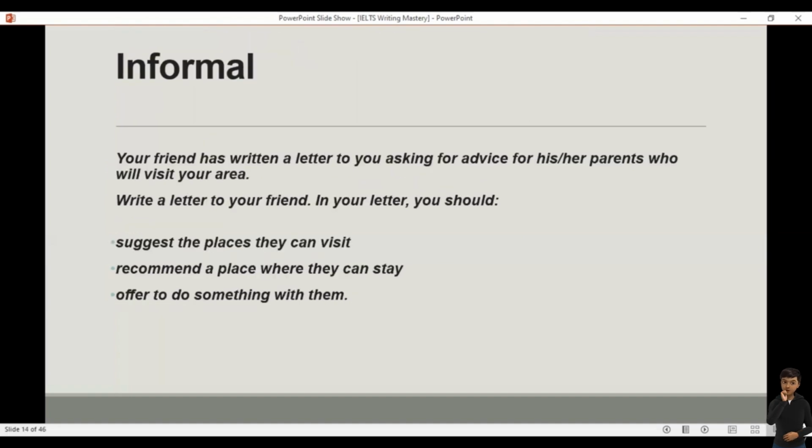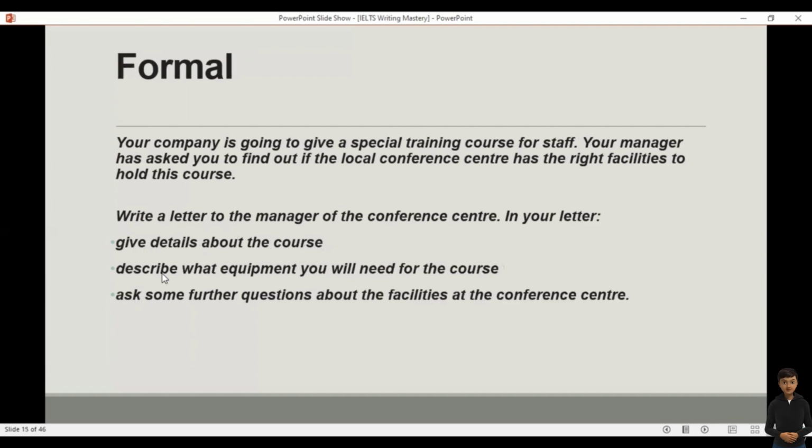Now we have an example of the informal letter. Your friend has written a letter to you asking for advice for his or her parents who will visit your area. Write a letter to your friend. In your letter, you should suggest the places they can visit, recommend a place where they can stay, and offer to do something with them. So the format is going to remain the same. Here we have the word friend, it means we will use informal language. And the three bullet points are there. This is the same format the real letter will have in your exam.